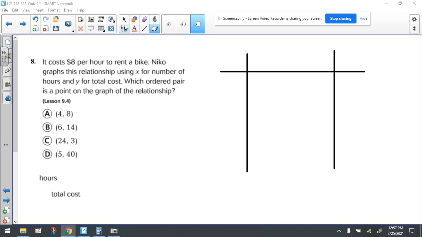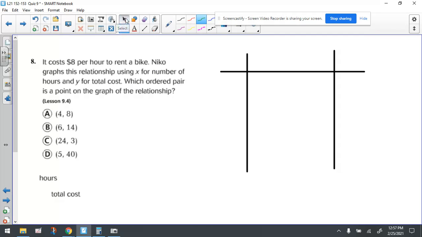Hey everybody, we're looking at question number 8. It costs $8 per hour to rent a bike. Nico graphs this relationship using X for the number of hours and Y for the total cost. Which ordered pair is a point on the graph of the relationship? And they give us these choices.